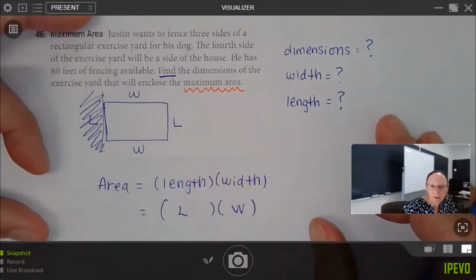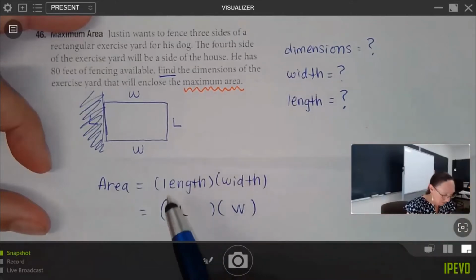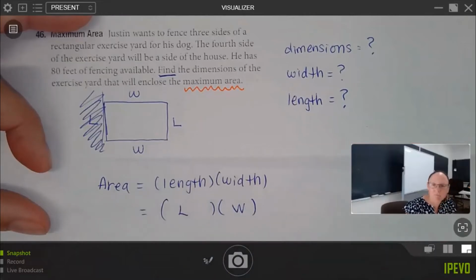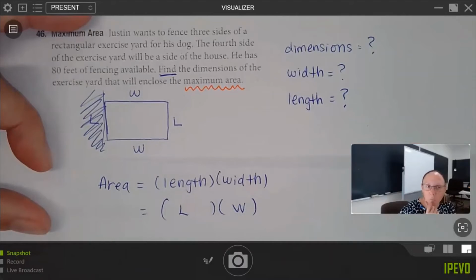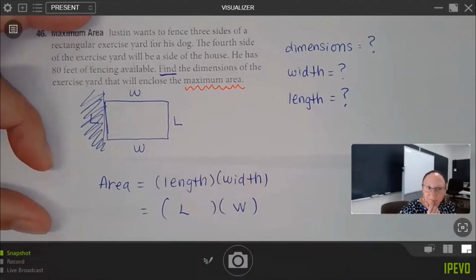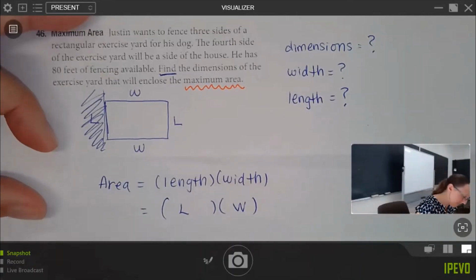I only know how to graph parabolas if they say something like y equals x squared plus an x plus a number. I don't know how to graph parabolas with L's and W's floating around in there. I sure hope we know something else about the problem. And if we scan through the problem quickly, there's another number that's popping out of the problem, and that's 80 feet.